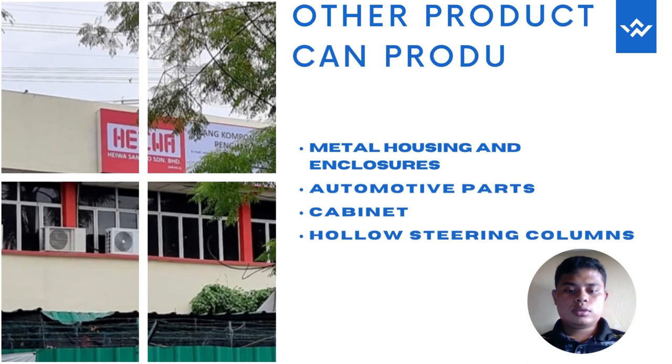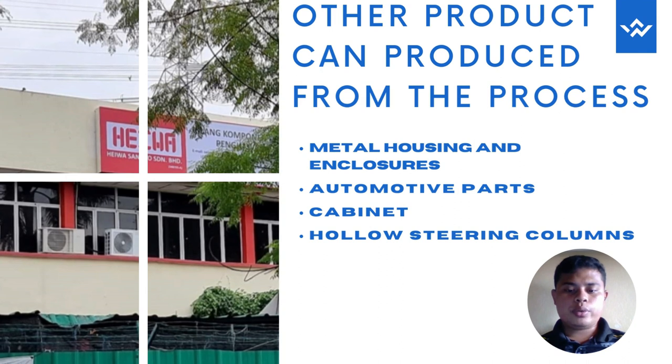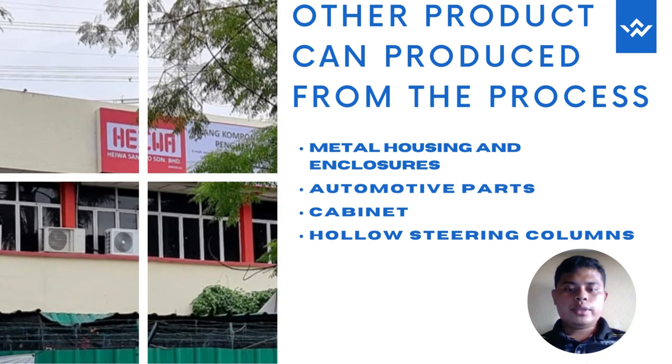We also discussed other products that can be produced with the processes that operate in the HEIWA industry. We determined that metal housing and enclosures, automotive parts, cabinets, hollow steering columns, and so on can be produced with processes such as bending, stamping, raising, and any other process that operates in the HEIWA industry.